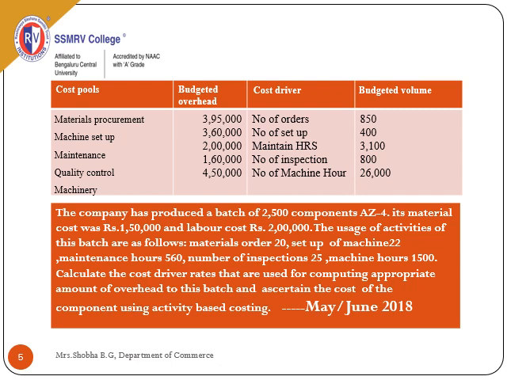For example, the first cost pool is material procurement. Material procurement means buying the raw material. So how do you procure the raw material? By placing an order. Depending on how many times you place an order, you are going to incur the cost. So the cost driver for material procurement is the number of orders.